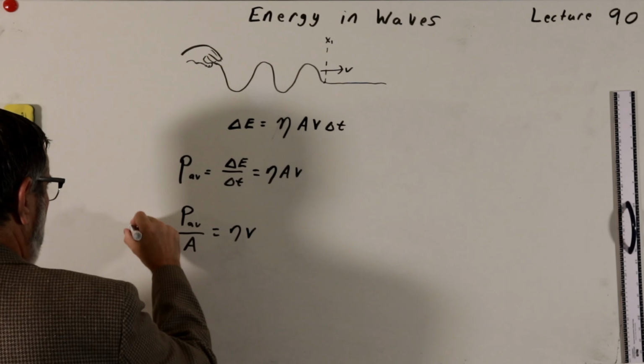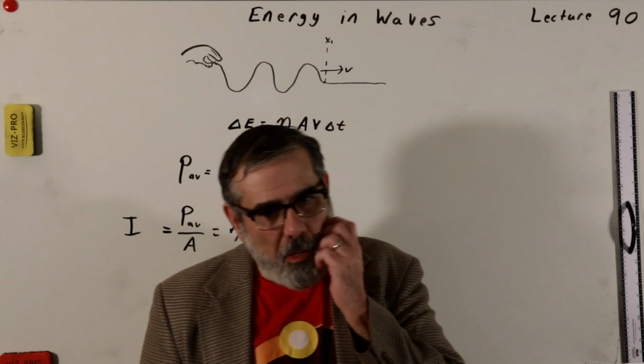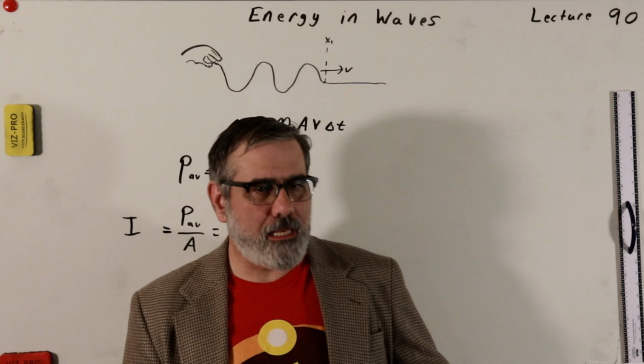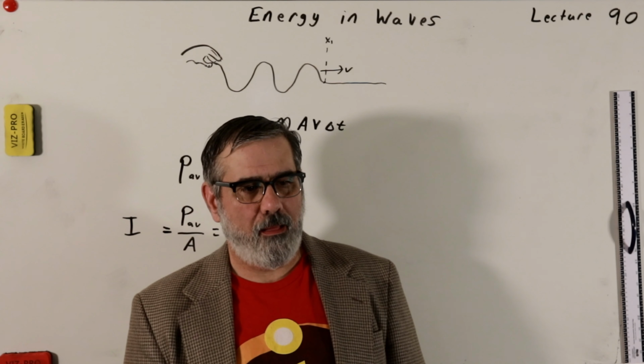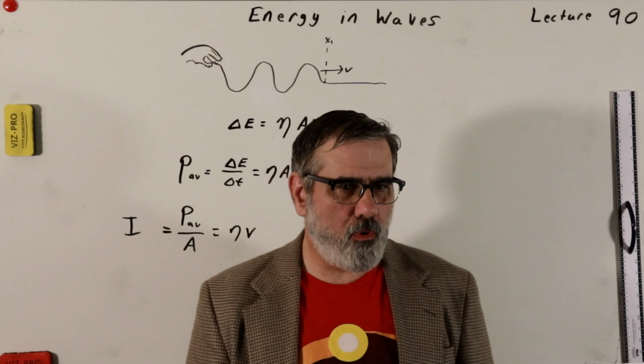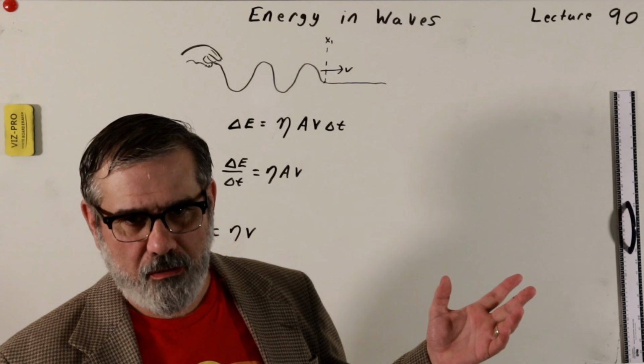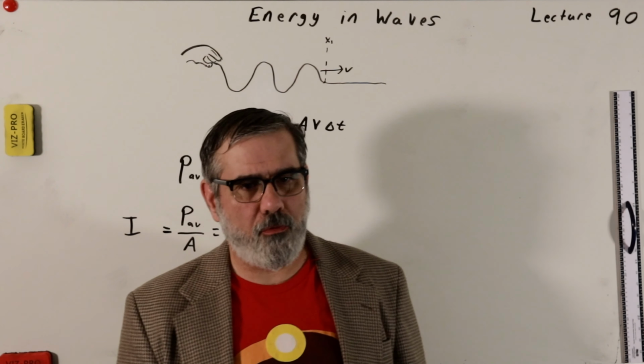What do we call this? We call this intensity. You've probably heard the word intensity before, like, what is the intensity of that laser or something like that. What is intensity? It's a measure of power per unit area. The sun is a certain average distance away from the Earth.